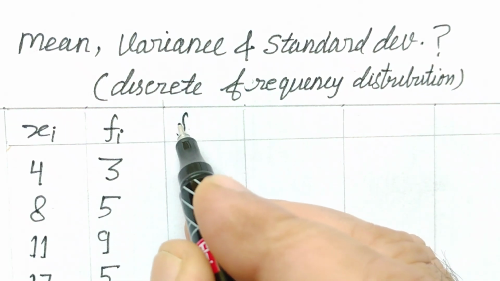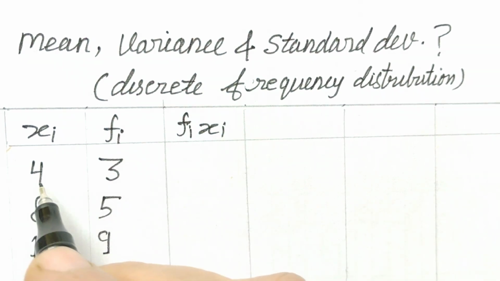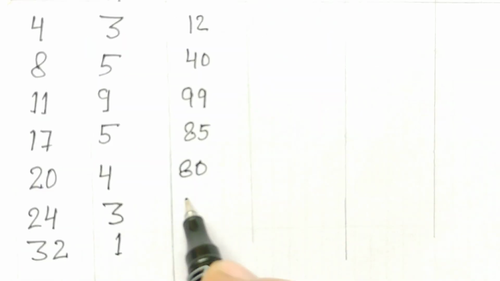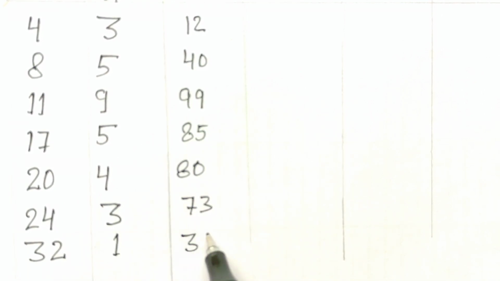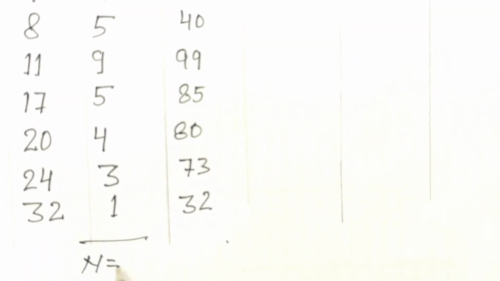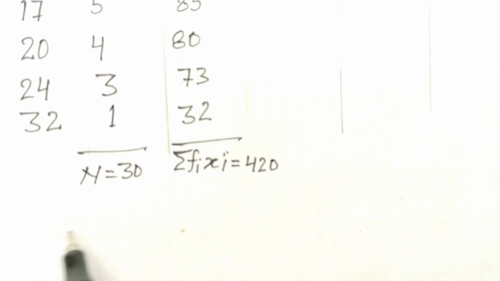First we will find fi into xi. Right, so 4 into 3 is 12, and so on up to 32. Now as n is equal to 30 and the summation of f x is equal to the sum of these, 420.